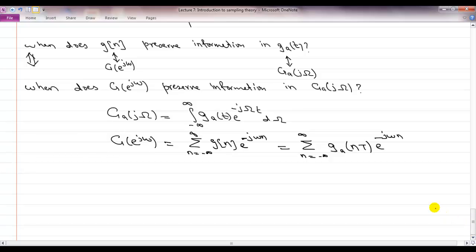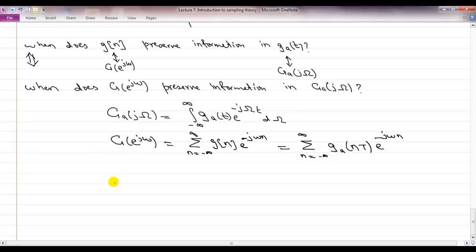But even if I stare at these two equations, it seems hard to tell what is the relationship between the discrete time Fourier transform of the samples of a signal and the continuous time Fourier transform of the original signal. We want to establish that relationship. We want to say under these conditions we don't lose information, but it is hard to draw that conclusion by looking at this formulation.